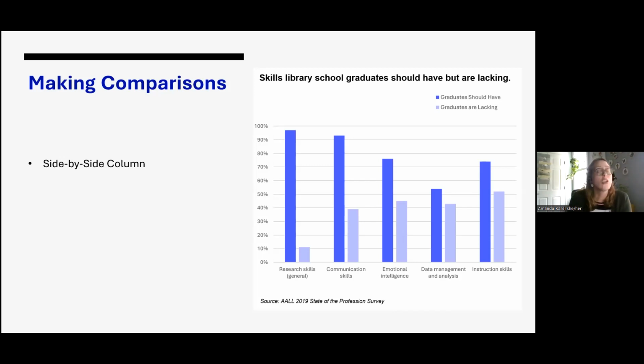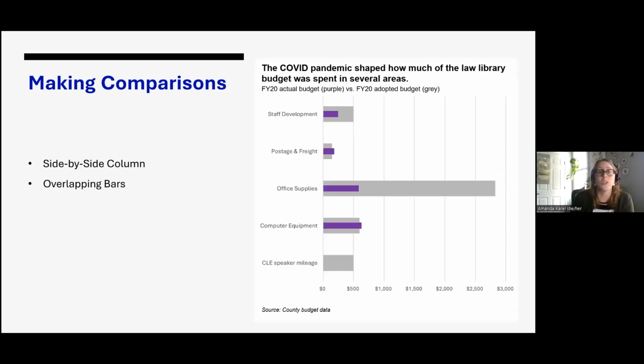unwieldy. So if you are comfortable with putting the comparisons overlapping because you know that there's a relationship between the two data points, an overlapping bar chart is a really nice alternative to showing differences. So here, how much we budgeted versus how much we spent in different categories.